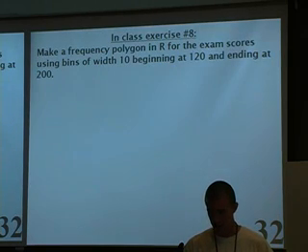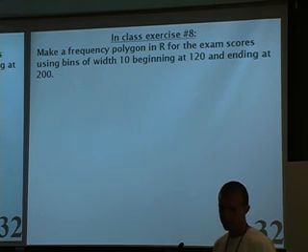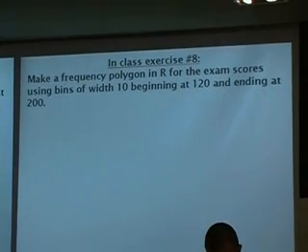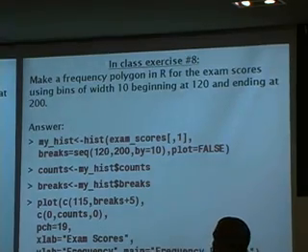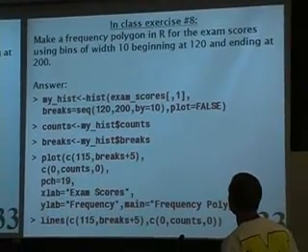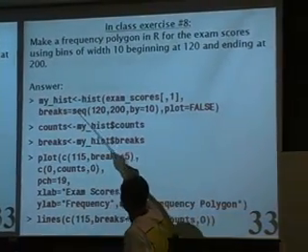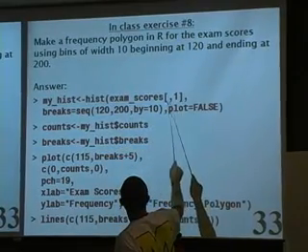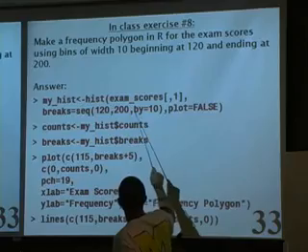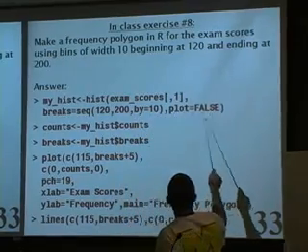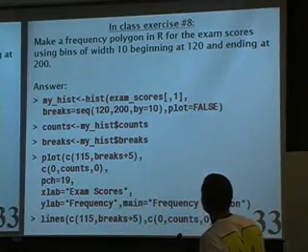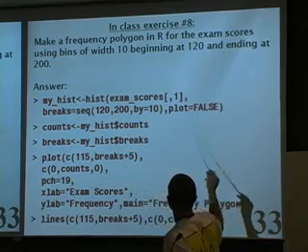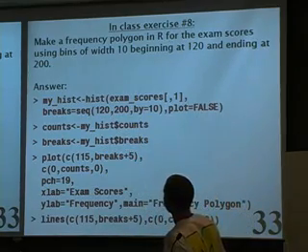And so here I said basically make the polygon in R for the exam scores. Same bin widths, start at 120 and end at 200. So this is how I do it, and let me explain what's going on here. I first create an object that I call my hist, and I call it the same as I did before, exam scores column 1, breaks 120 to 200 by 10, but then I say plot equals false. A function like histogram by default produces a plot, but when you say plot equals false, it's not going to produce a plot anymore. It's going to create this object.